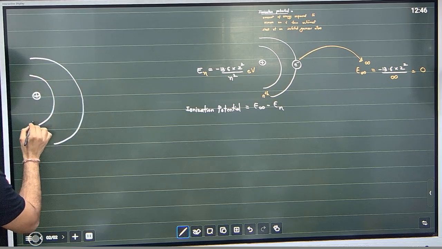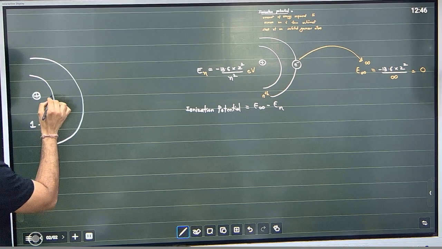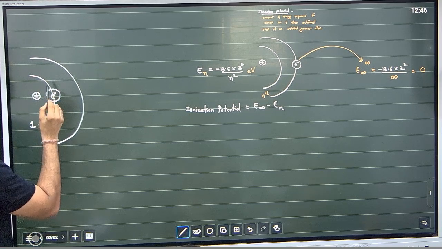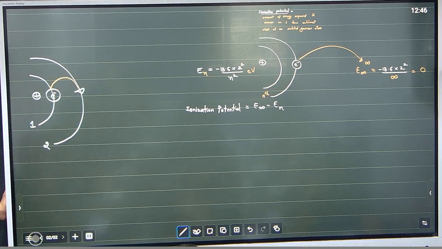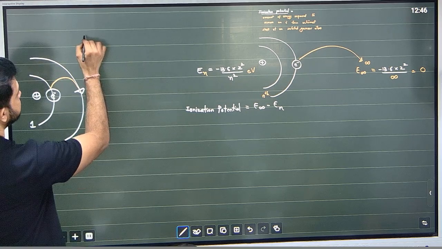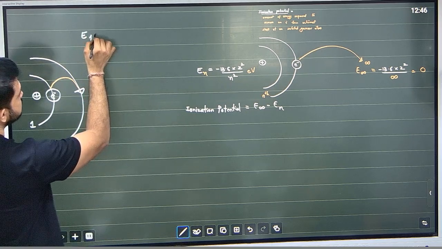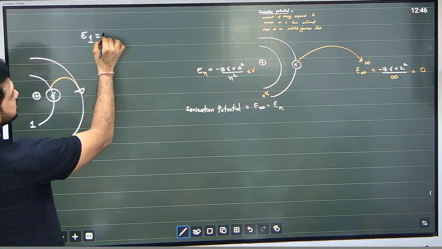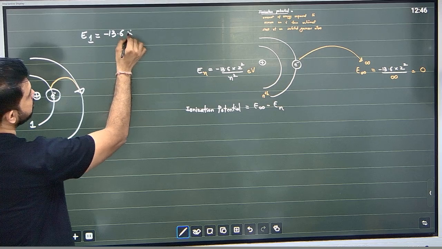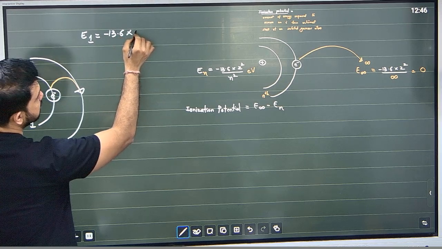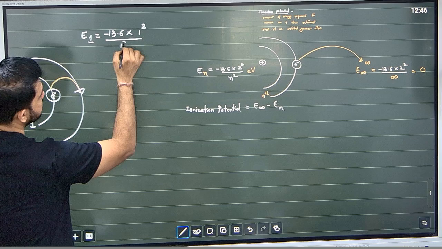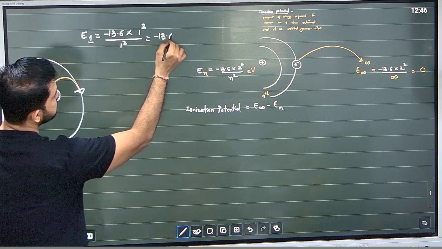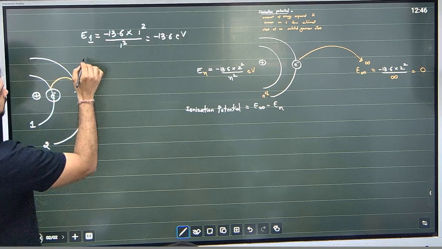Let's say this is orbit number 1, orbit number 2. Here there is an electron. I want to excite this electron from here to here. How much energy do I need to supply? How will we do it? Energy formula, same thing. What will be the energy in the first orbit? Minus 13.6 into 1 square by 1 square, assuming a hydrogen atom. So how much is that? Minus 13.6.